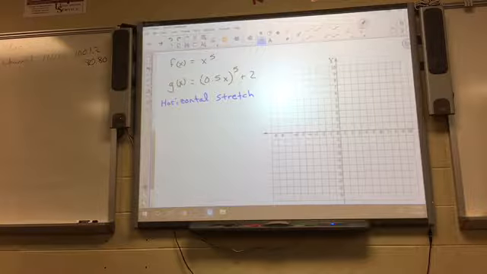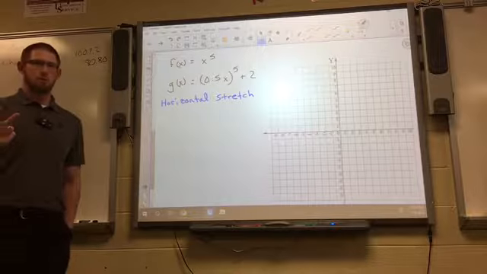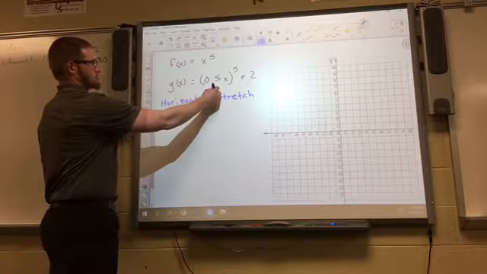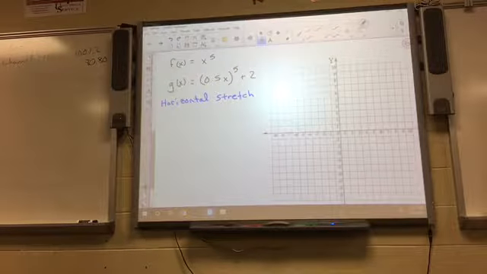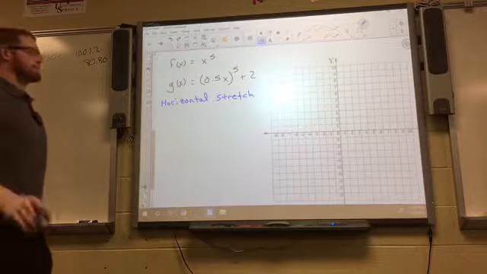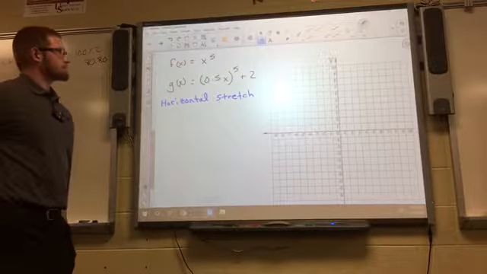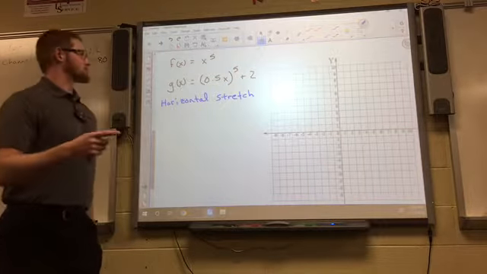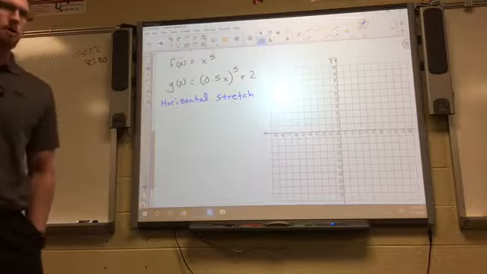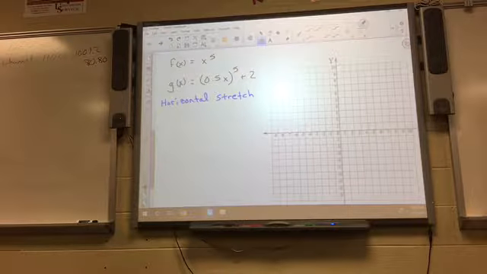You guys see on where you have a horizontal stretch and shrink, they're backwards. If it's a fraction, it's a stretch. If it's a whole number bigger than 1, or any number bigger than 1, then it is a shrink. So it's kind of backwards there. If it was 1/2, that's the same thing. Would it be a horizontal stretch? If it was 1/2? Yes. So horizontal stretches are any numbers between 0 and 1. Horizontal shrinks are any numbers bigger than 1.